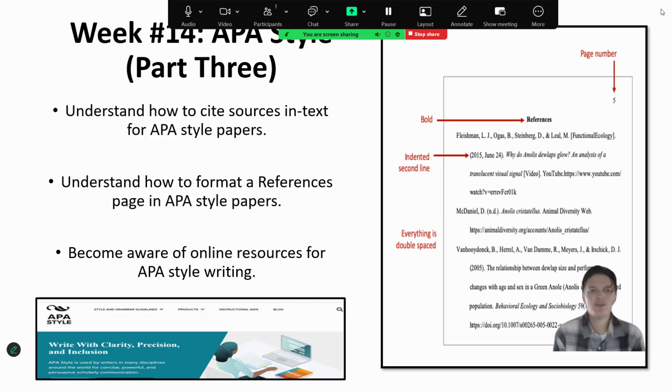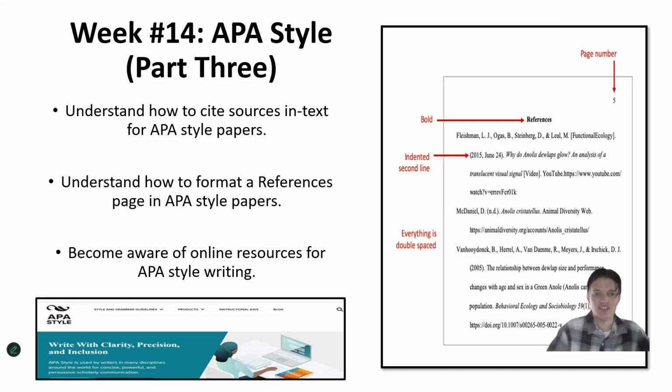Hi, everybody. Week number 14, APA style part three. This one's a little bit shorter than the other two parts, but very important. We'll look a little bit at how to cite sources in text for your APA style papers, how to format a references page, and then looking at some online resources for APA style writing.